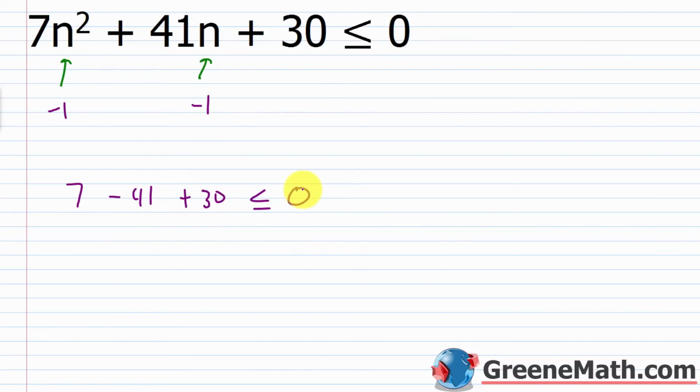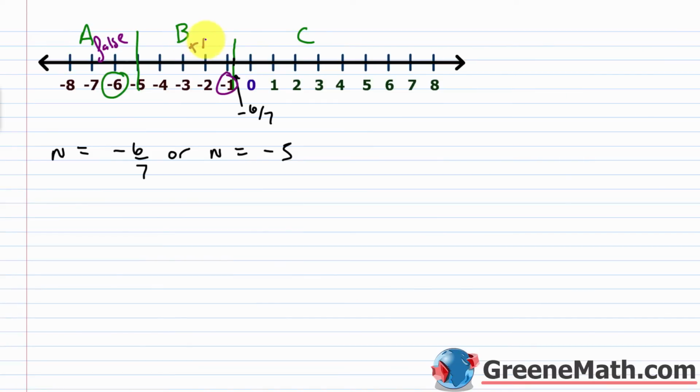So 7 minus 41 is negative 34. And negative 34 plus 30 is negative 4. So negative 4 is less than or equal to 0. That's true. So this is true.